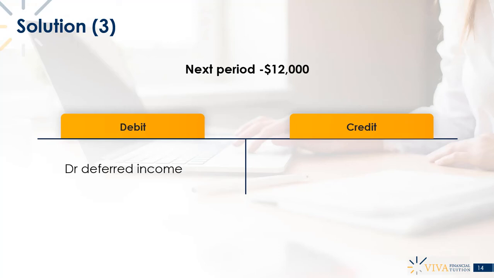It was 22, wasn't it? So it's going to go down to 10. So we're going to debit the deferred income with 12,000 and we're going to release it to revenue. Now that actually means that 10,000 is left in deferred income and that gets released to revenue in the following accounting period.